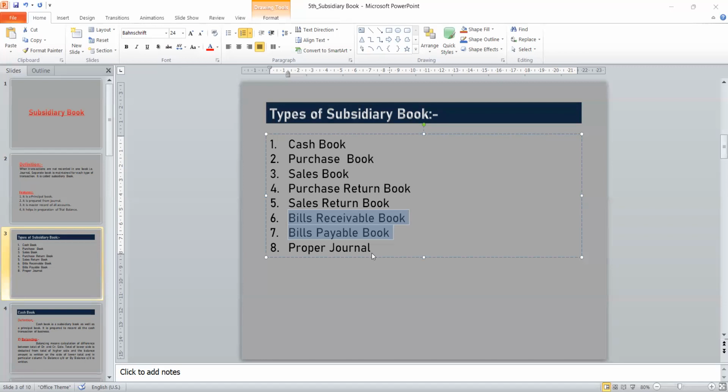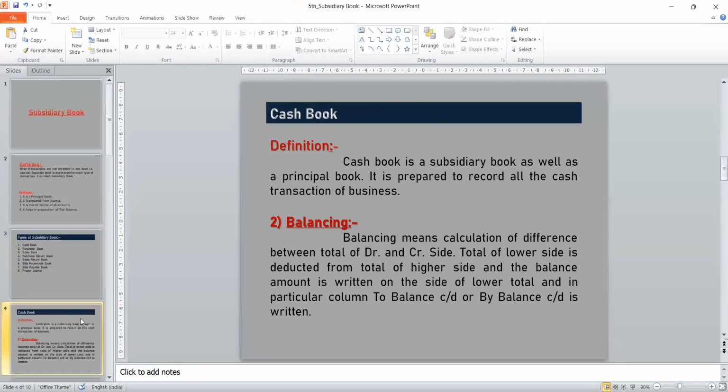Okay, now what is cash book? If you remember the cash account of the ledger, can you tell me anything about it? How is it created? What are written in the cash book? What are the items?